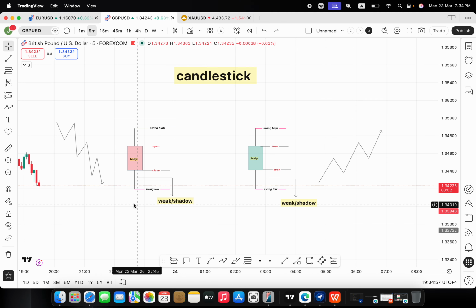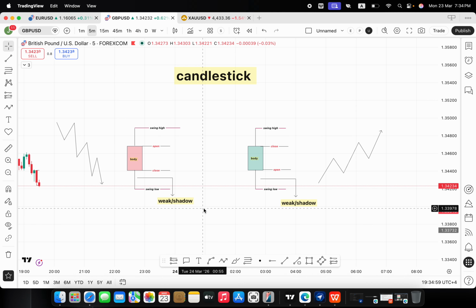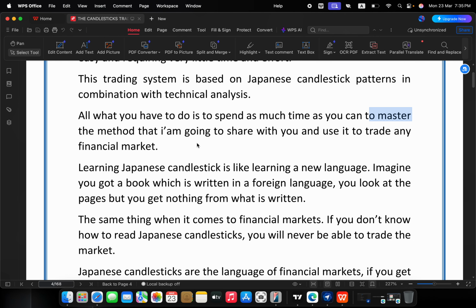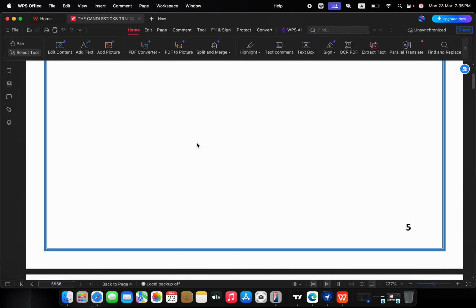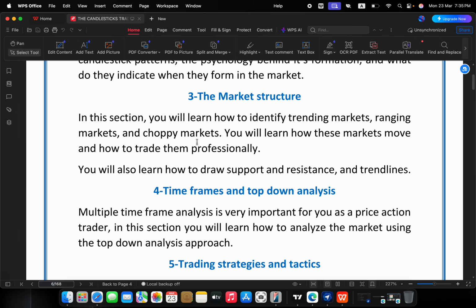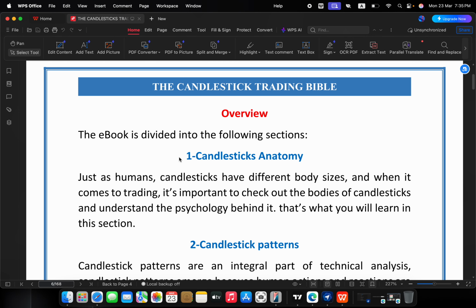When you understand how the candlestick moves, the journey becomes a lot easier for you. If we look at the overview of this candlestick, we have the candlestick anatomy. Just as humans, candlesticks have different body sizes, and when it comes to trading, it is important to check the bodies of the candlestick and understand the psychology behind it. That's what you will learn in this section.